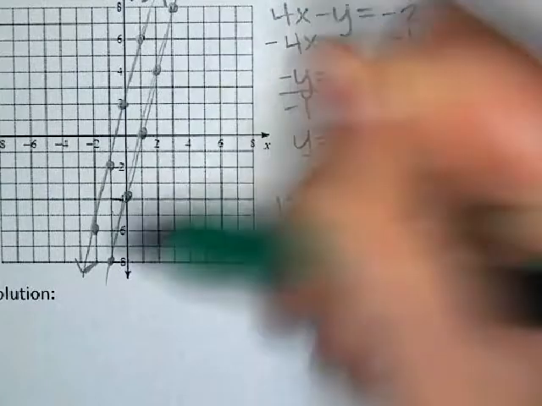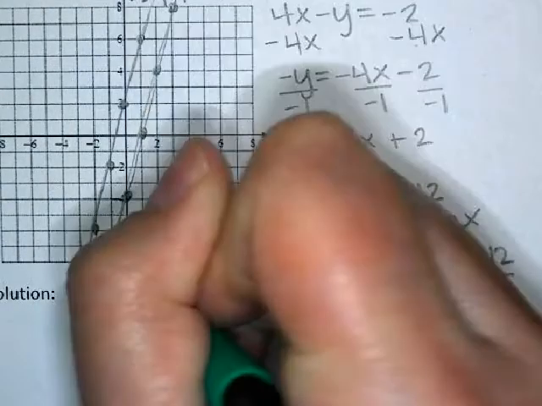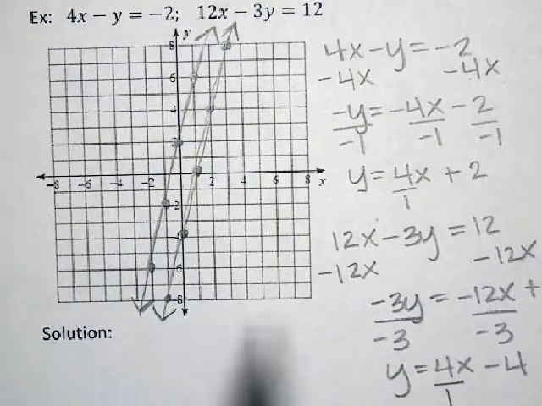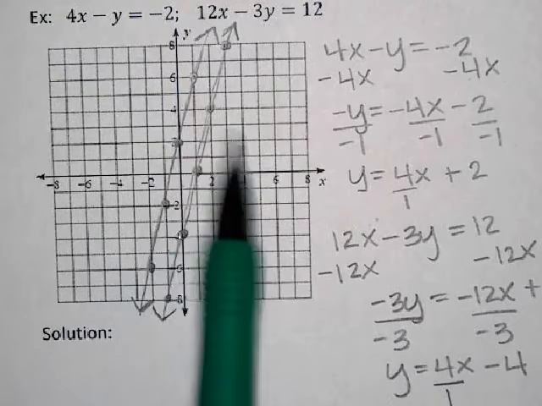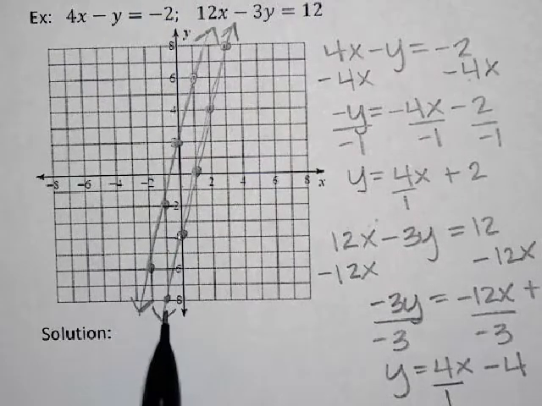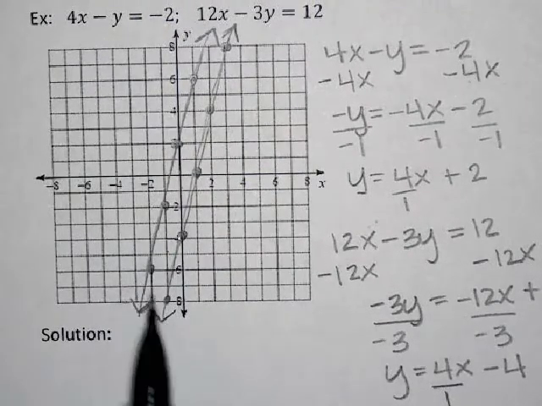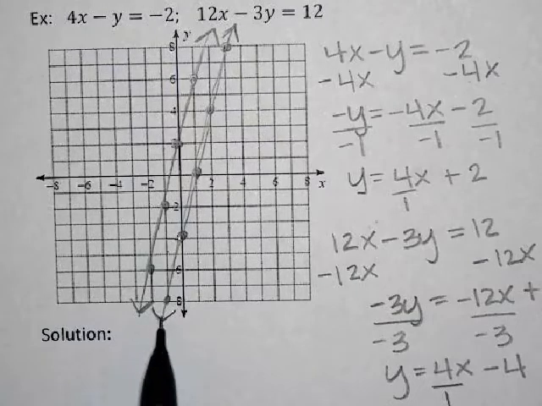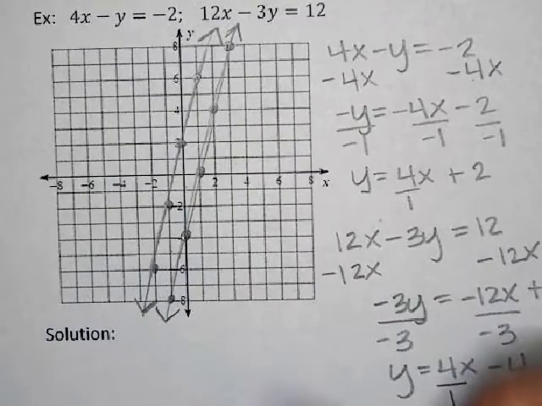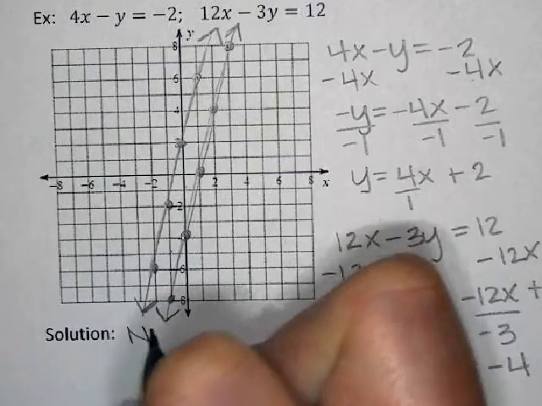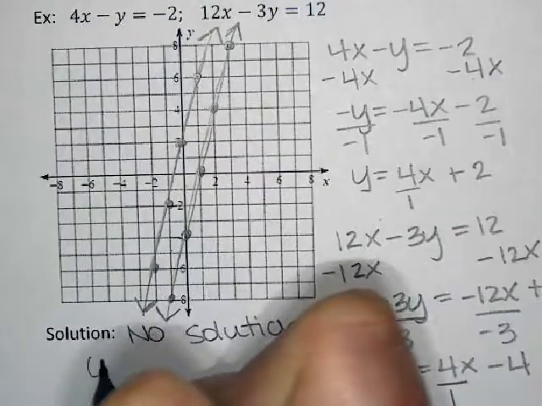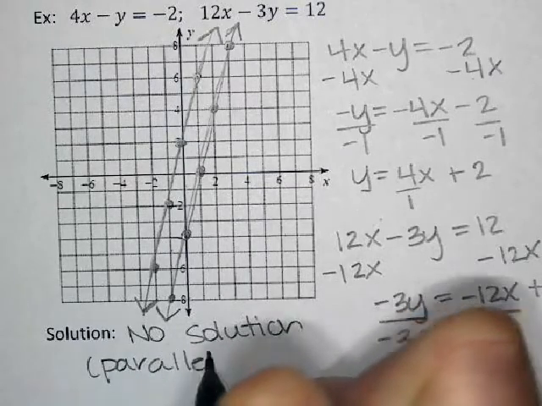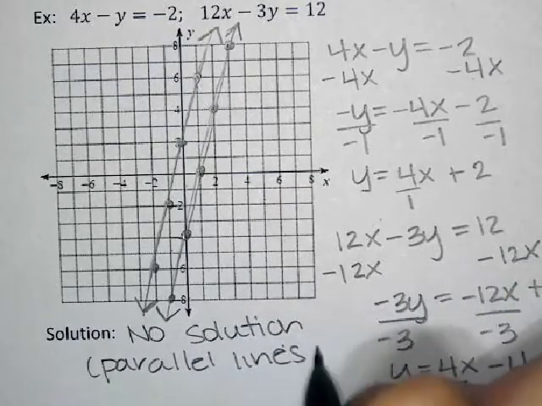you can see that they don't cross. In fact, they're never going to, because these two lines are parallel. They're growing at the same rate. Both of them are going up 4 over 1. If the solution is their point of intersection and these two lines will not have a point of intersection, then we're going to say that they have no solution. The reason for that is because they are parallel lines. So it's possible for that to happen as well.